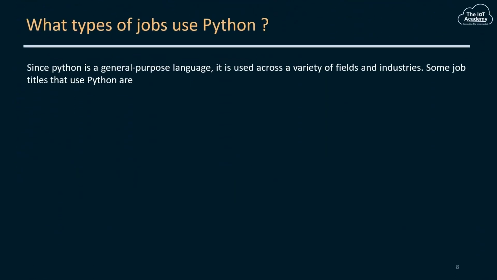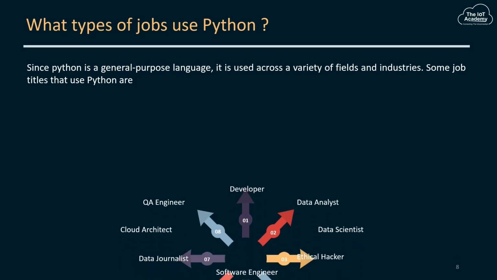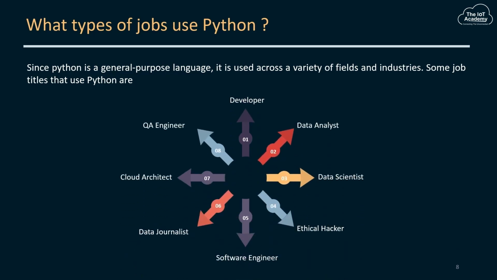What types of jobs use Python? Since Python is a general purpose language, it is used across a variety of fields and industries. Some job titles that use Python are developer, data analyst, data scientist, ethical hacker, software engineer, data journalist, cloud architect, QA engineer.